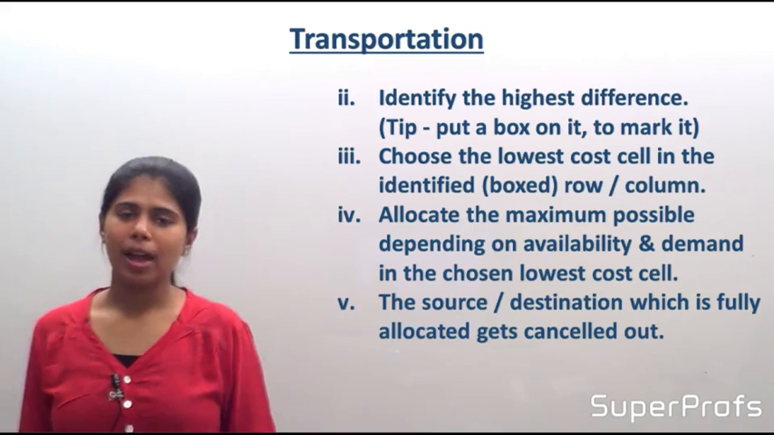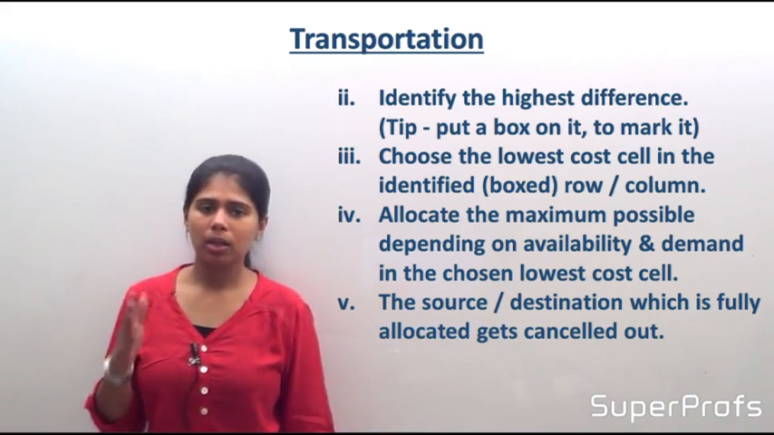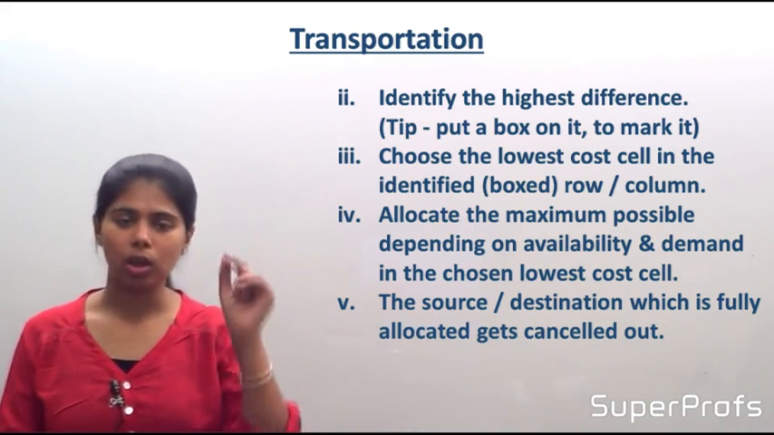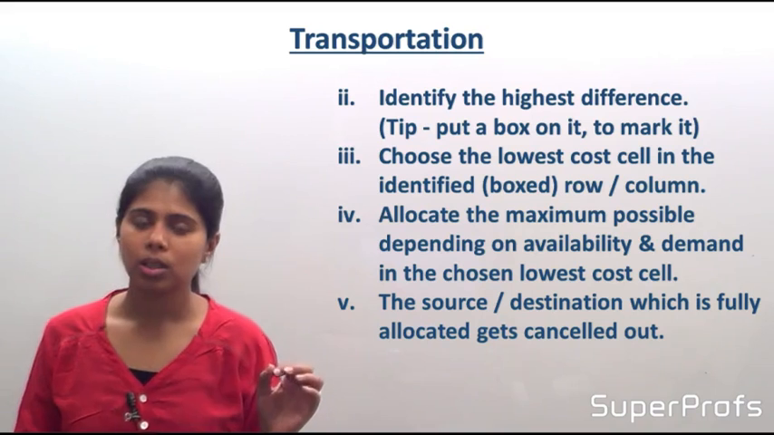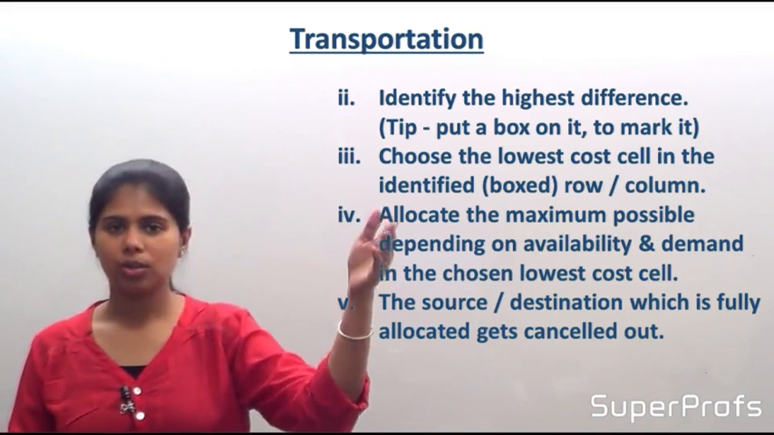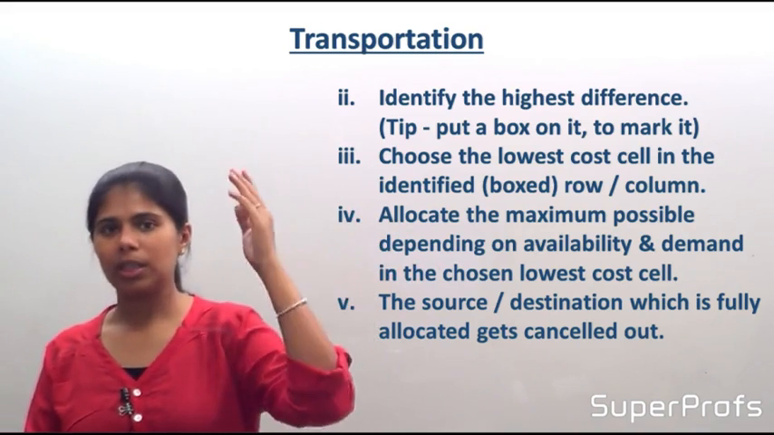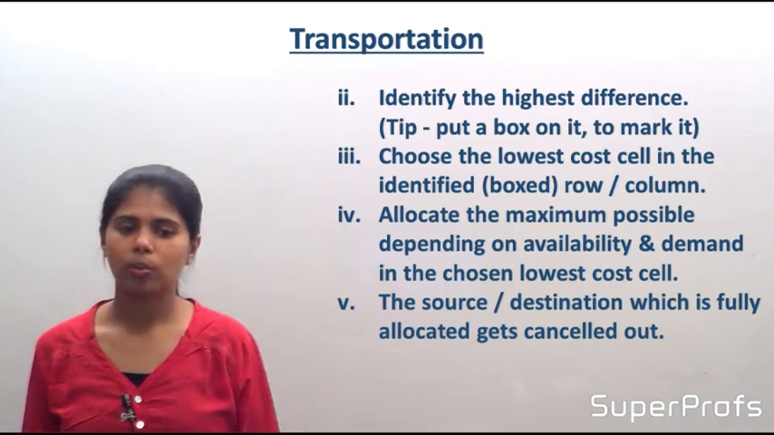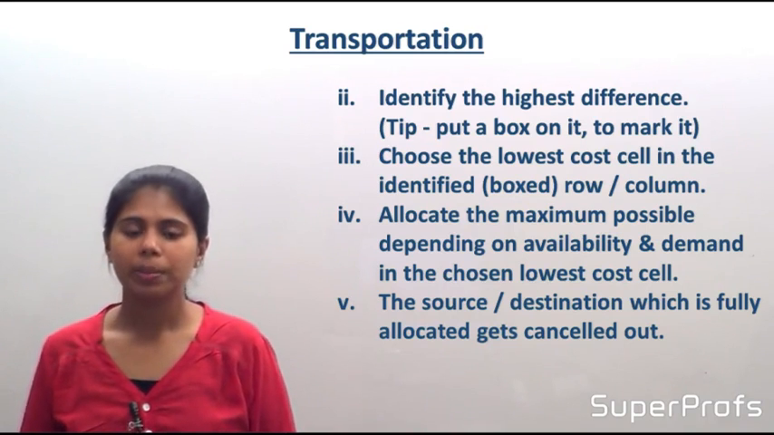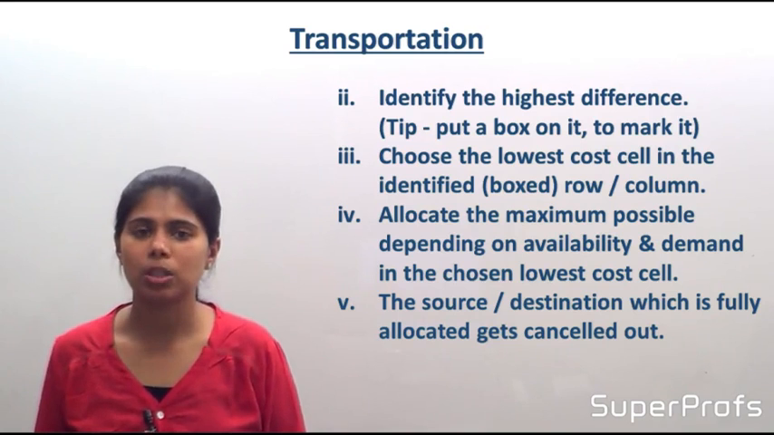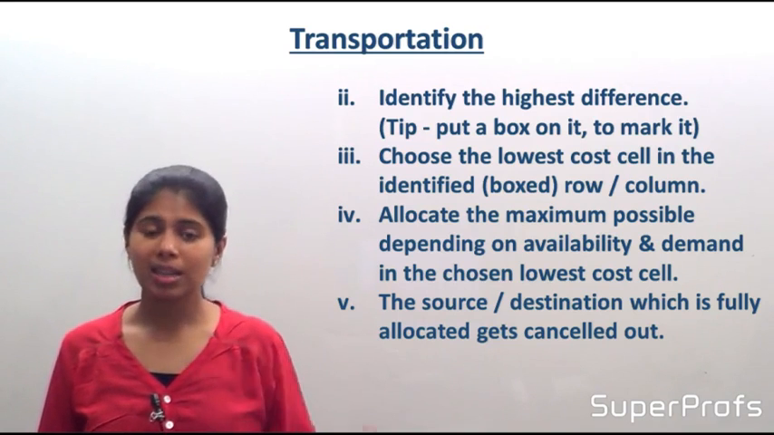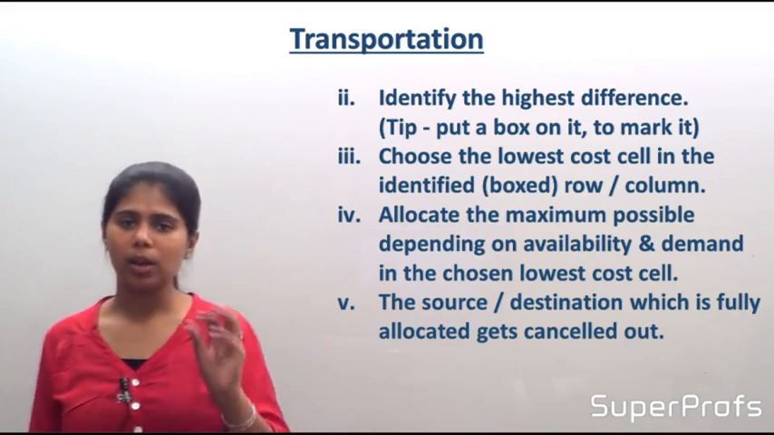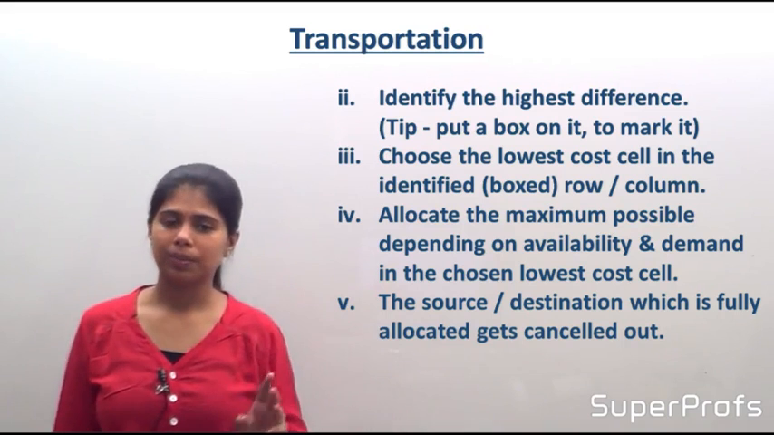Then I have an allocation. So I will allocate the maximum possible depending upon the availability and demand. So each row and column have an availability and a demand. So if your rows are availability and columns are demand, or vice versa, whichever is the most possible. So when we do a question, you'll understand this better. But in this step, we allocate the maximum possible depending on the availability and demand in the chosen least cost cell. So the least cost cell that I had identified, I will allocate the maximum possible over there.